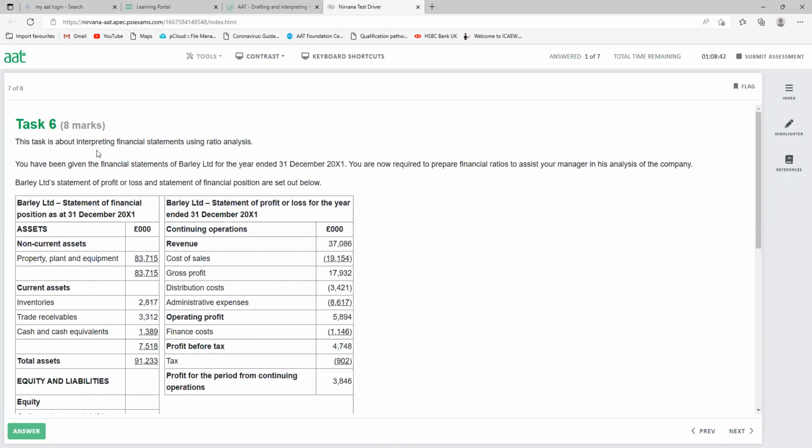This task is about interpreting the financial statement using ratio analysis. You have been given the financial statement of B Limited for the year ended 31st of December 2011. You are now required to prepare financial ratios to assist your manager in his analysis of the company. B Limited statement of profit or loss and statement of financial position are set out below. Okay. So you have a profit and loss account and you have a statement of financial position. All right. So let's have a look at the requirement, what we have here.